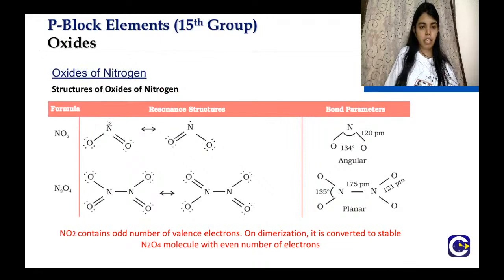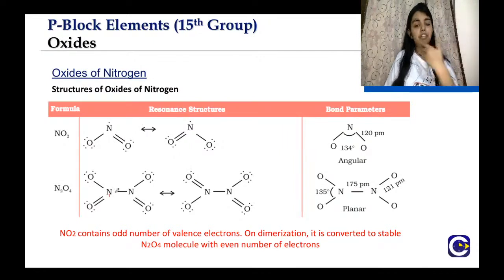Now NO2, if you see, nitrogen has a single bond with oxygen and a double bond with oxygen, right? Or you can draw the double bond here and a single bond here, basically the resonating structures. N2O4, if you see, nitrogen and nitrogen have a single bond here, oxygen and oxygen with a single bond here, and a double bond to O on both the nitrogens, right?